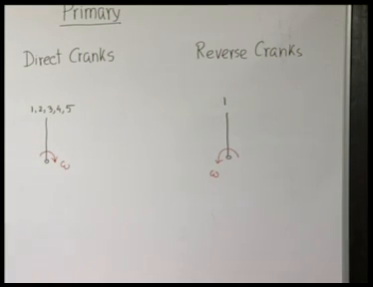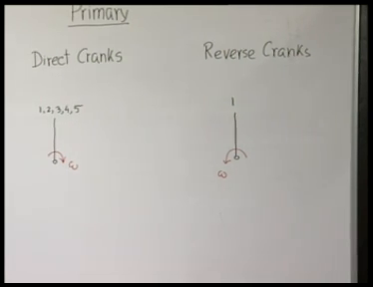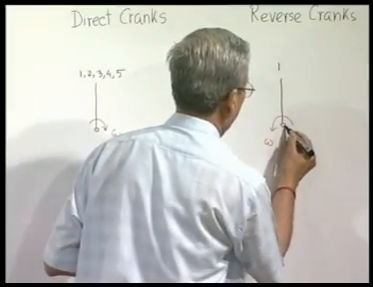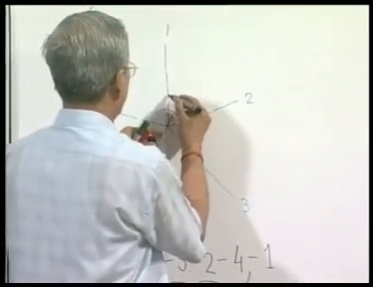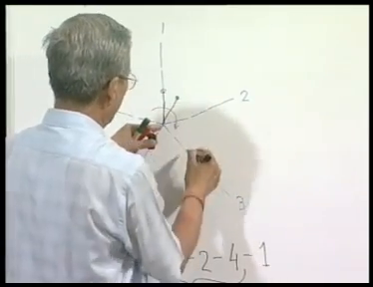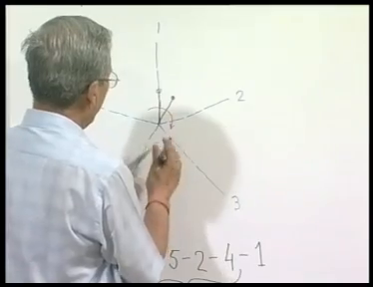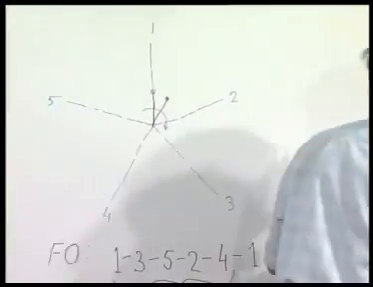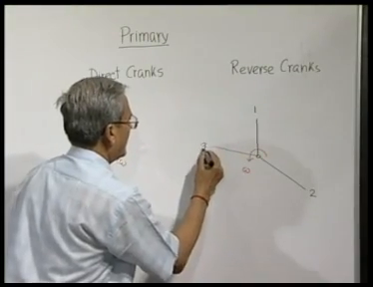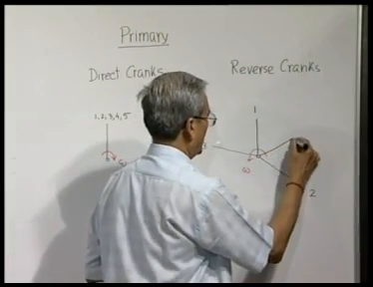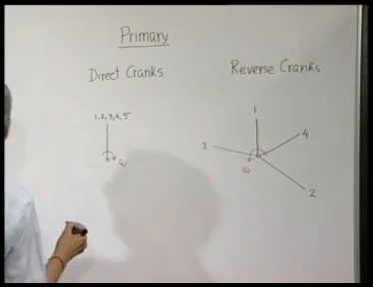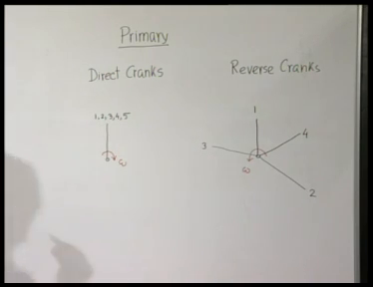Now, where will be the reverse crank of cylinder 2? Direct crank being here, the reverse crank will definitely be its mirror image, that means along 3. So, this will be the reverse crank of cylinder 2, because here the direct crank is here. So, the reverse crank will be just the mirror image. For 3, the mirror image will be along 5. For 4, it will be again along this 2. And for 5, this is the direct crank, so the reverse crank will be along.